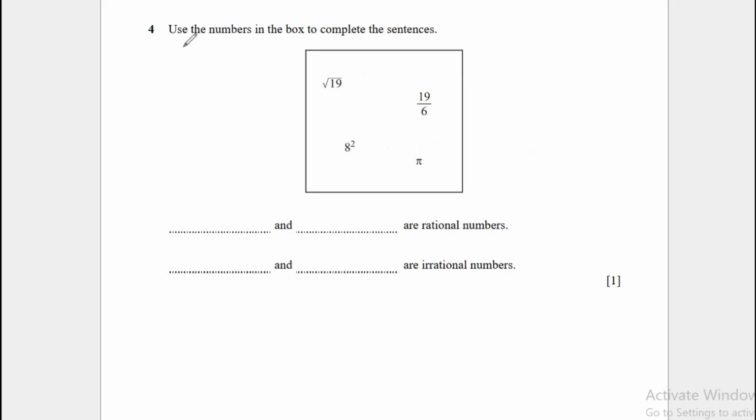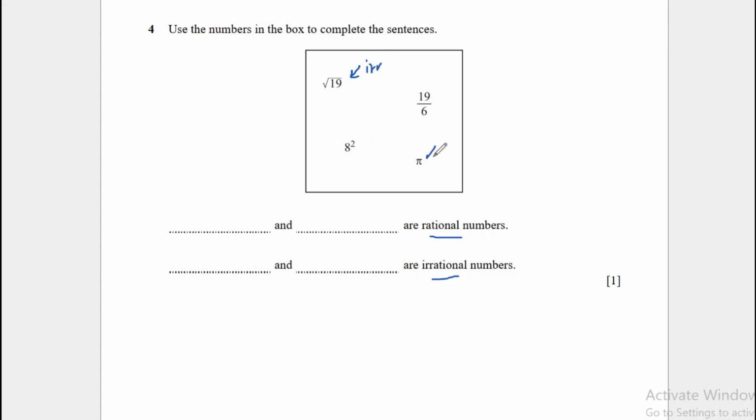Now we'll solve question number 4. Use the numbers in the box to complete the sentence. Here they are talking about rational numbers and irrational numbers. All those numbers which can be written in the form of a over b or p over q are called rational, as well as recurring and terminating. Whereas non-terminating, non-recurring numbers, which cannot be written in the form of a over b, are called irrational. Whenever you have a prime number in the form of a square root, that is called irrational as well.